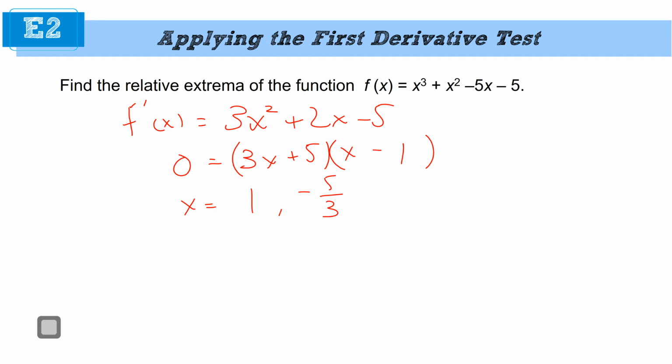Okay, so those are my critical numbers. And because it's a polynomial, I have no points that are undefined, so I'm good to go. Slap that on a first derivative number line. Okay, which one is this? Negative 5/3 or 1? Good, just checking.